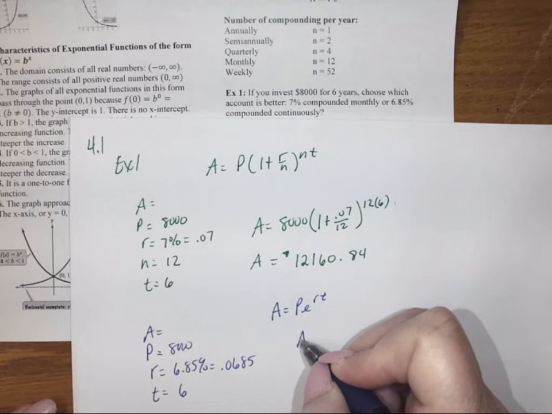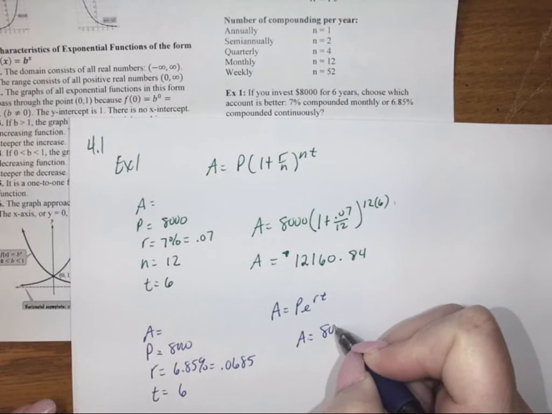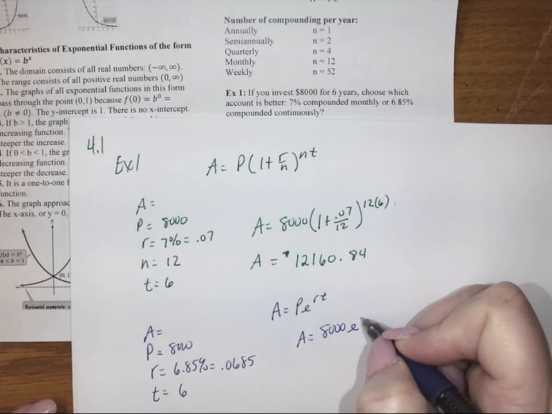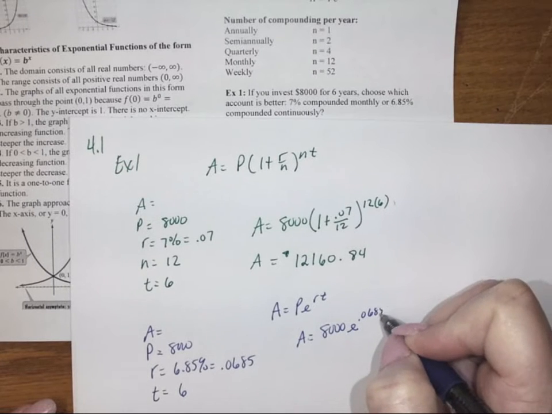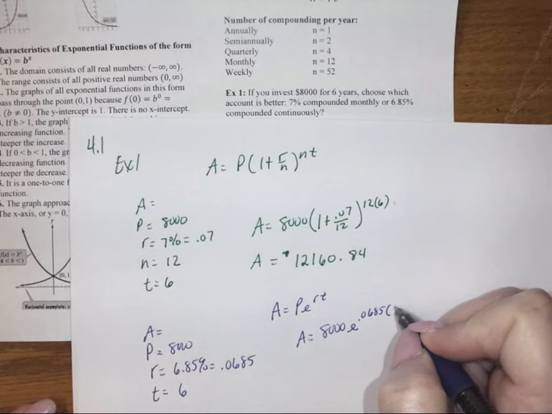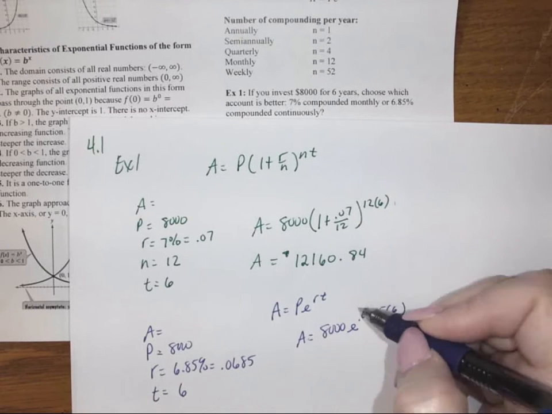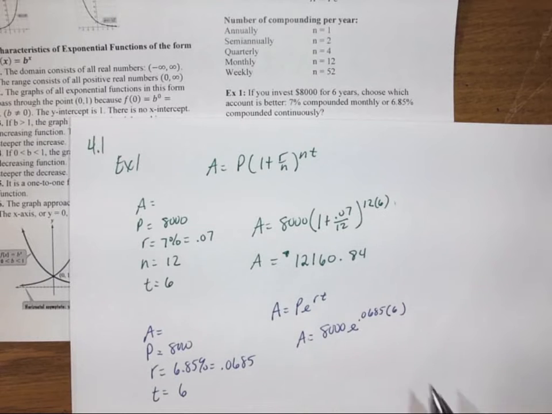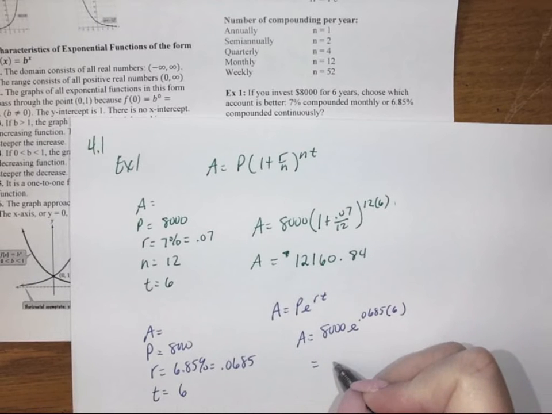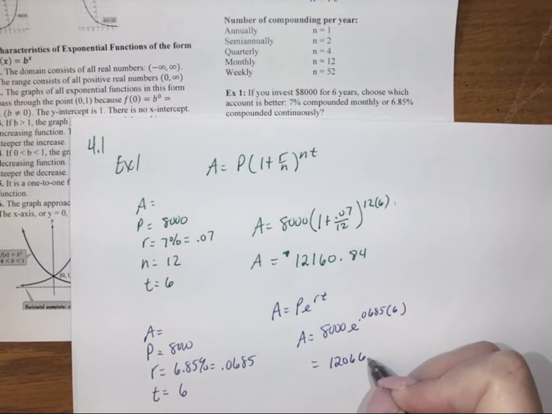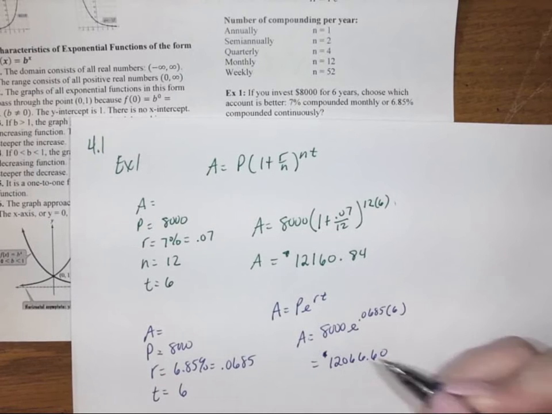So A is equal to 8,000 e to the 0.0685 times 6. You're going to find that you have the e key on your calculator. When you push the e, a box should open, or it'll raise it up. And again, if you need to, use parentheses. When you put this in the calculator, you should get 12,066.60. So again, you need to practice those.